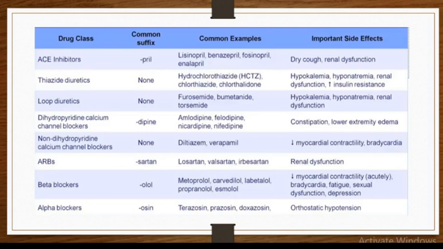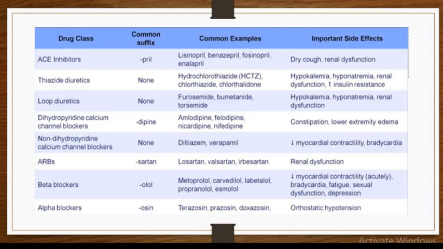So we also have the dihydropyridines, which end with pine, such as amlodipine, nicardipine, nifedipine, and basically their major side effects are constipation and also lower extremity edema. Then we also have the angiotensin receptor blockers, which are usually called the sartans. Examples being losartan, valsartan, irbesartan.